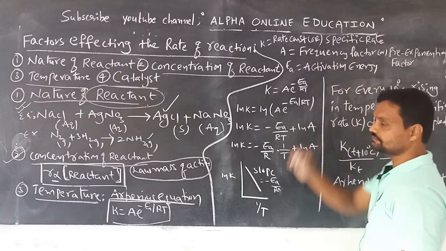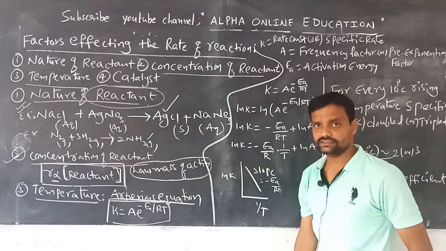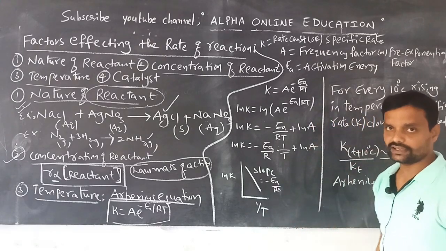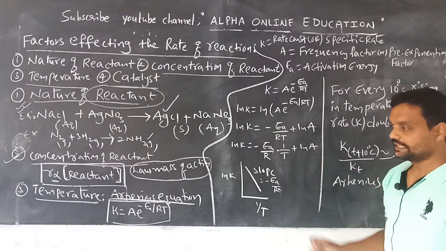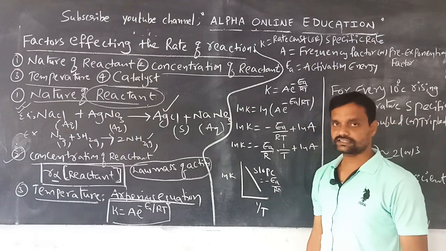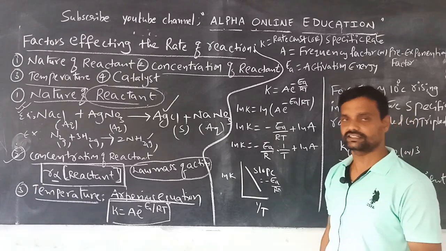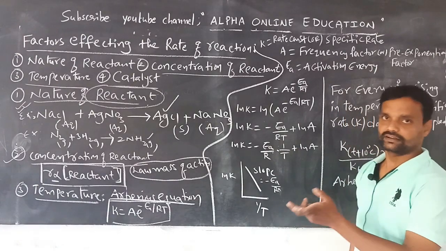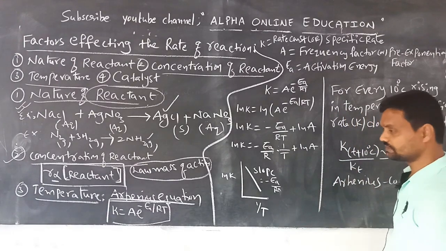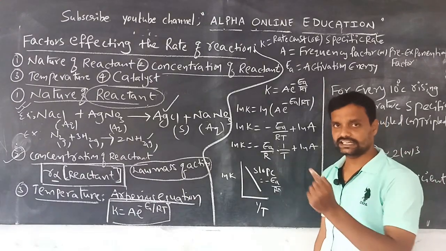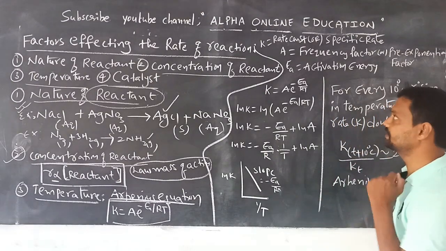In the Arrhenius equation, k = A e^(-Ea/RT), k is the rate constant. It is called the rate constant or specific rate. What the rate constant is can be discussed in the next classes. First we should know what k is. Its name is the rate constant or specific rate.